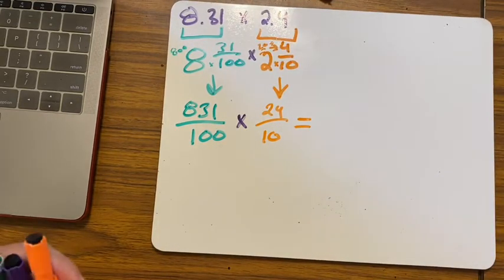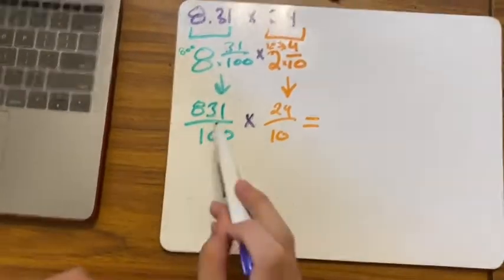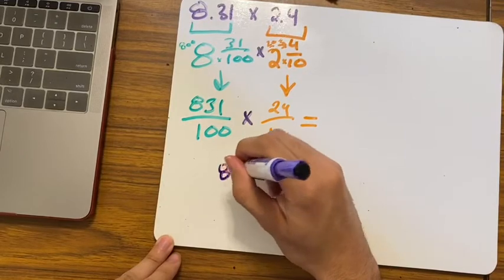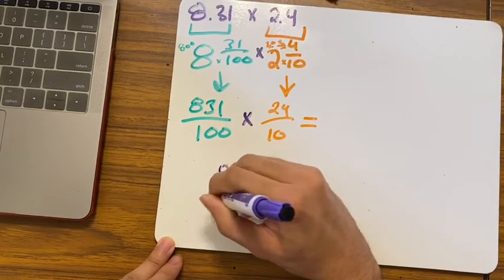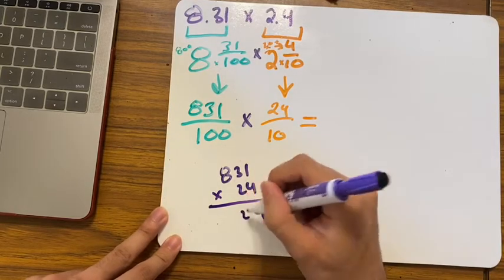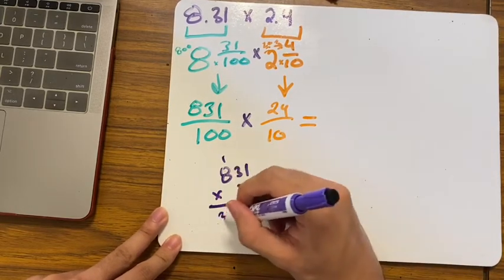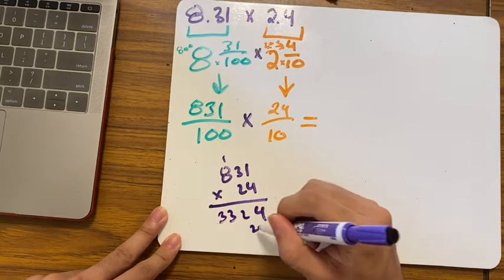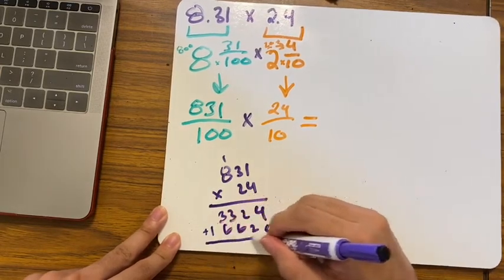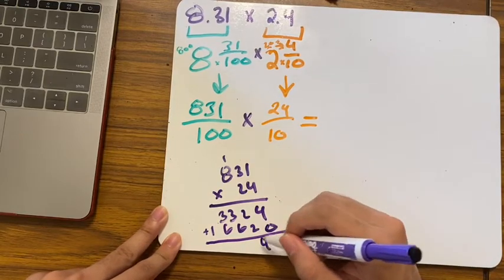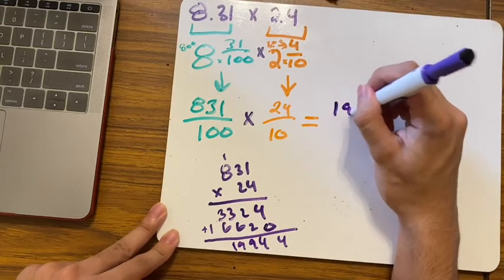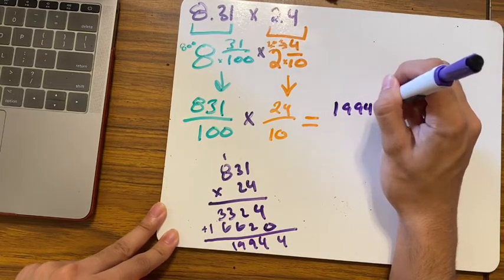And now let's go ahead and multiply, everybody. 831 times 24. Let's see, I'll do that down here. 4, 12, 32, 33, 0, 2, 6, 16. 4, 4, 9, 9, 1. Okay, so I have 1, 9, 9, 4.